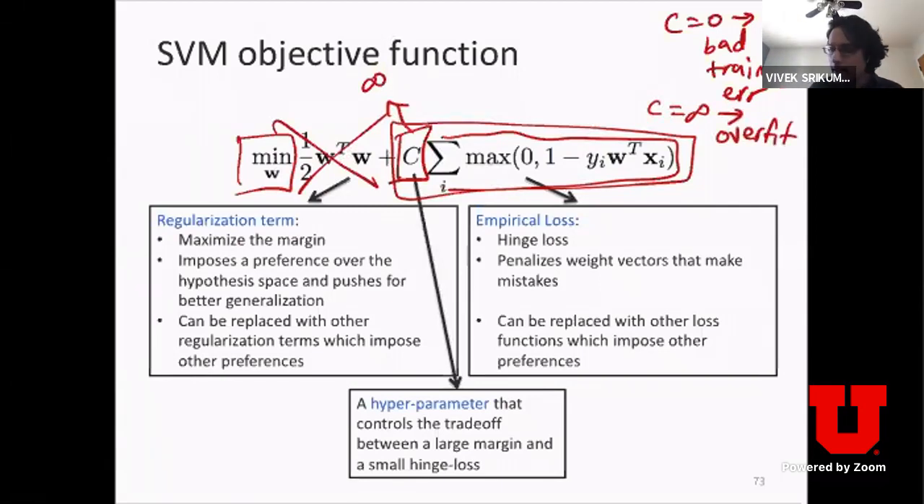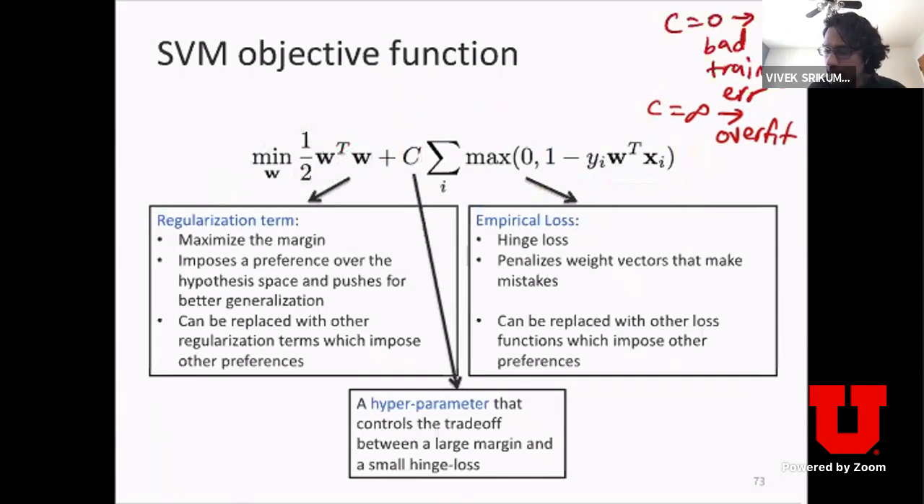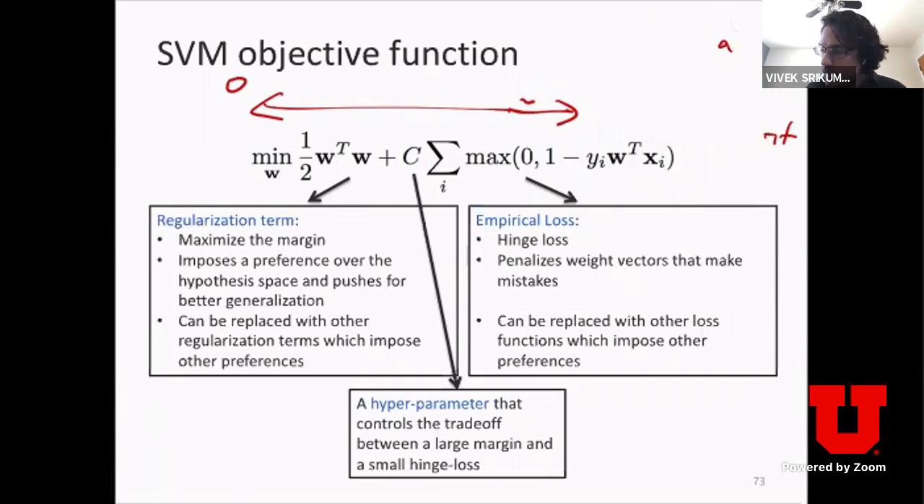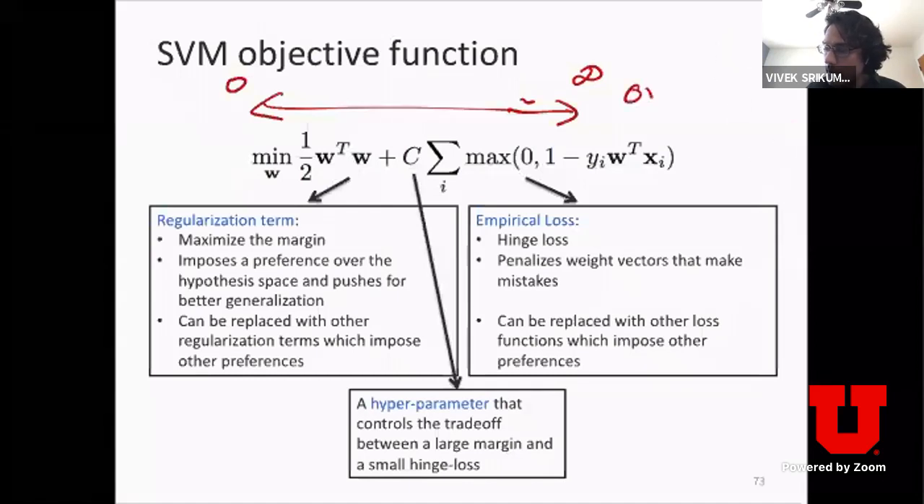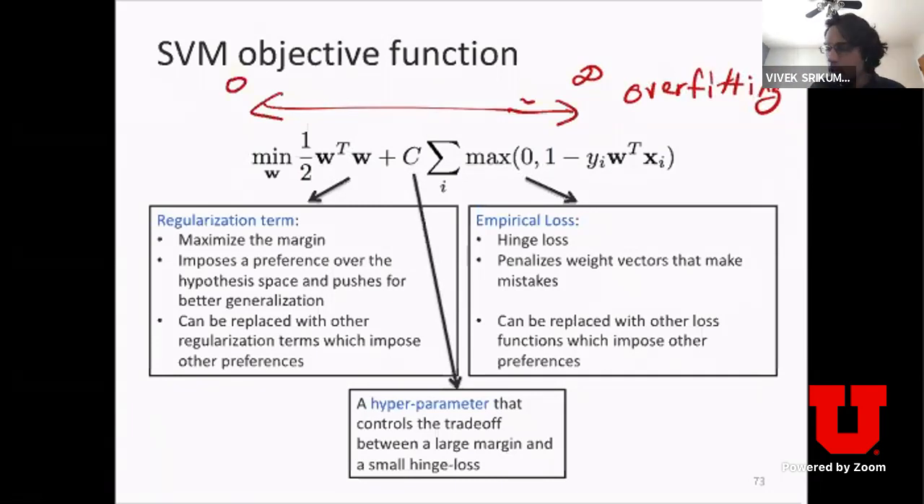So this is the extremes that we are trading off. On one hand, let me draw the plot here. When C is 0, the regularization term dominates. And when C is infinity, the empirical loss term dominates. So here you get overfitting, where we force the training error to be 0. And here you get underfitting, where we ignore the training set and essentially live with a large training error, happy in the knowledge that our margin is infinity. Both these scenarios are actually bad.